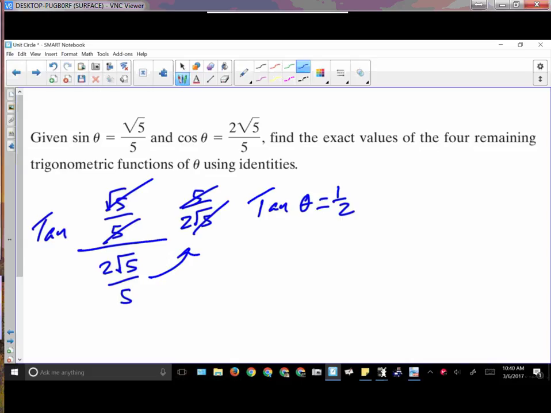Now, that also means that the cotangent is equal to what? Well, that would be 1 over tangent, right? But since it's 1 over tangent, and tangent is a half, that means it should be equal to 2. So in this case, cotangent of theta is going to be equal to 2.